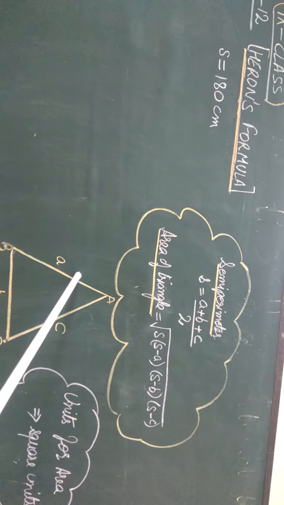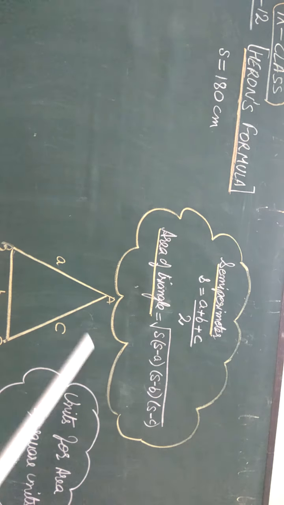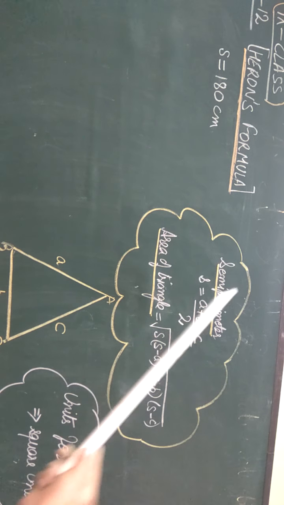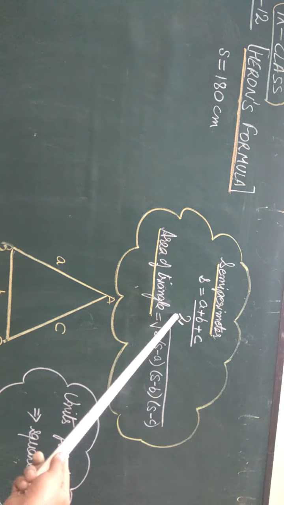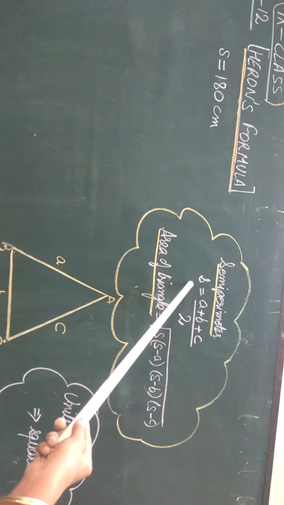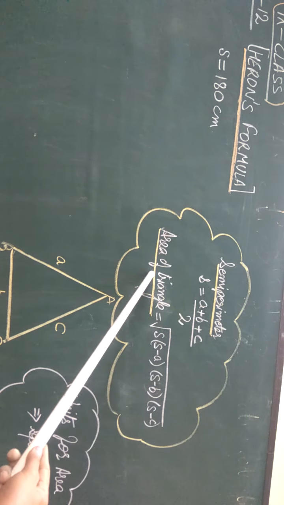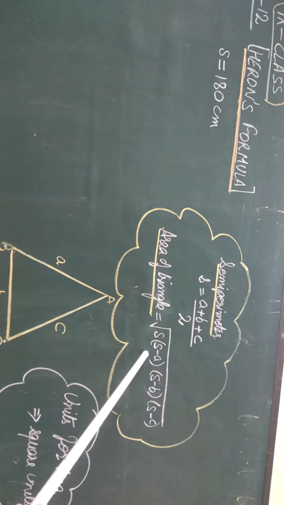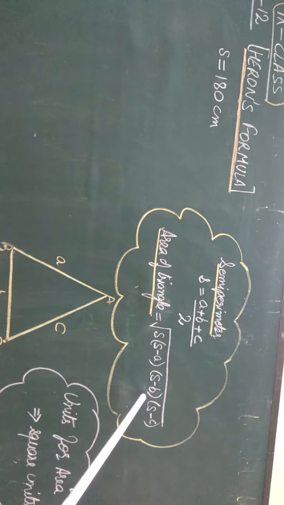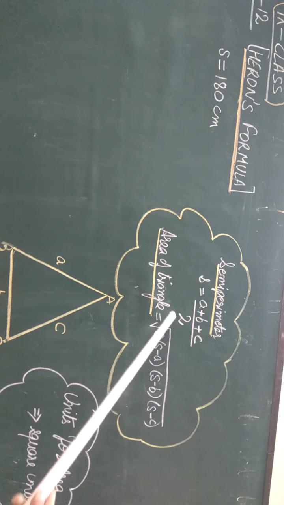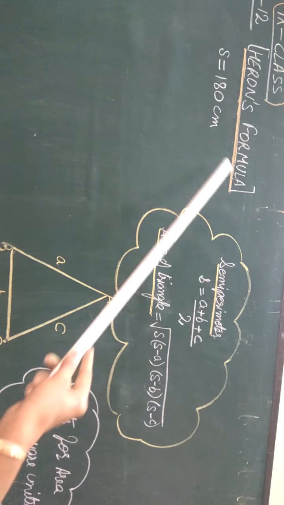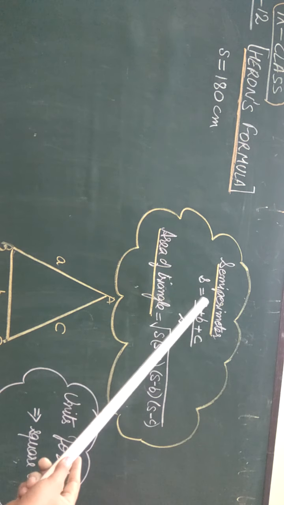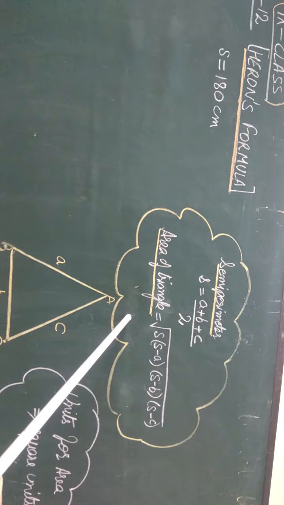So what is the perimeter? a plus b plus c. So what will be its semi-perimeter? Just divide the perimeter by 2, and you will get the semi-perimeter. So the area of a triangle is equal to the square root of s into s minus a into s minus b into s minus c. You have to practice this formula. Dear students, whenever you solve a sum, you have to write the formula in every question.